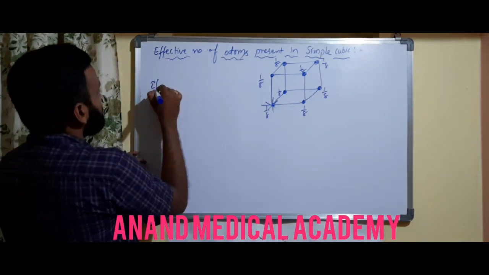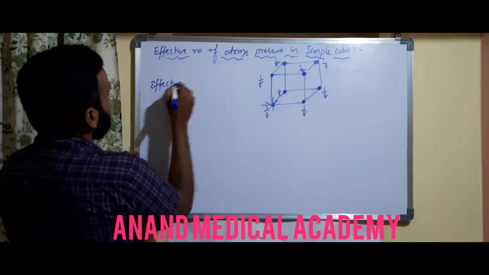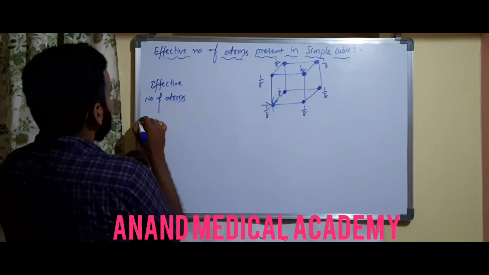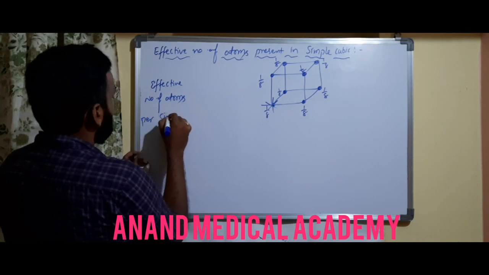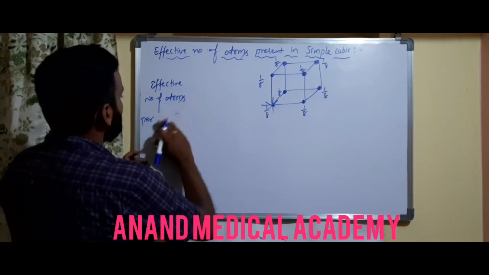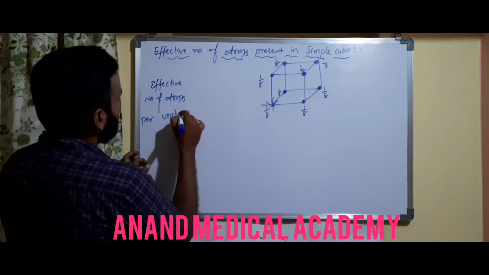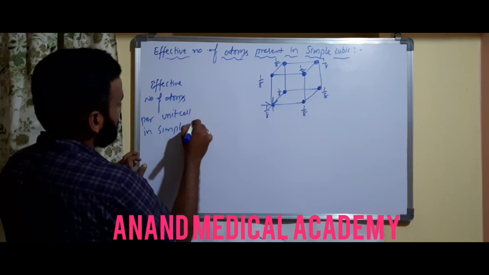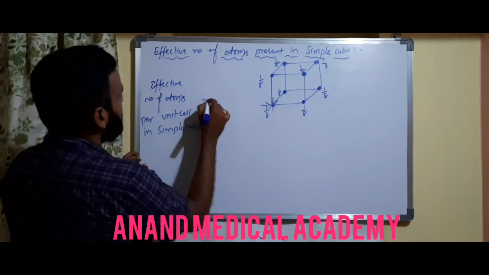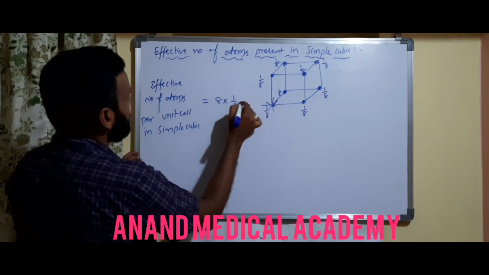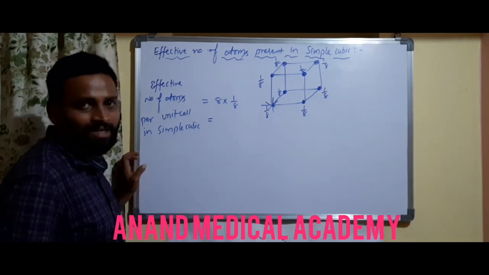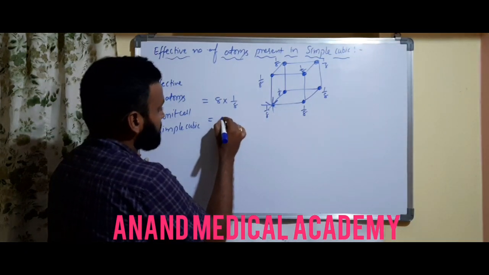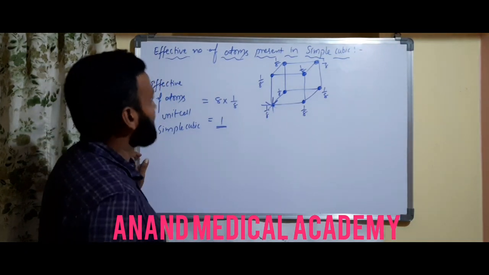So what is the effective number of atoms per unit cell in simple cubic? In simple cubic, it will be just 8 into 1 by 8, because nowhere else do you have atoms. You have atoms only at corners. So 8 into 1 by 8, just exactly one effective number of atoms.